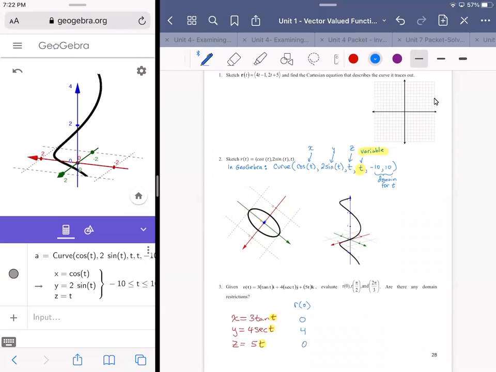So r of 0 would give you the vector value function, the particular form, 0i plus 4j plus 0k, so 4j, if you simplify.